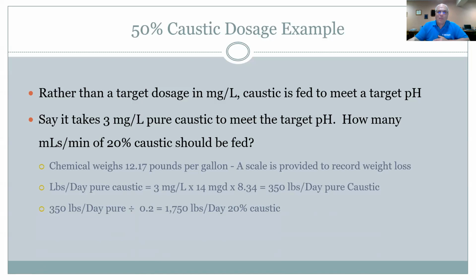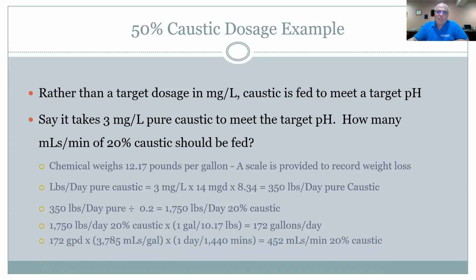So I've got to feed that much more of it. For the 1,750 pounds per day of 20% caustic, divided by the fact that it weighs 10.17 pounds per gallon, it means I would have to feed 172 gallons per day of this product. So now I can change that into milliliters per minute by taking the 172, multiplying by 3,785 milliliters per gallon, just like I did with the other chemicals, and dividing it by the 1,440 minutes in a day, and I come up with 452 milliliters per minute, 20%.